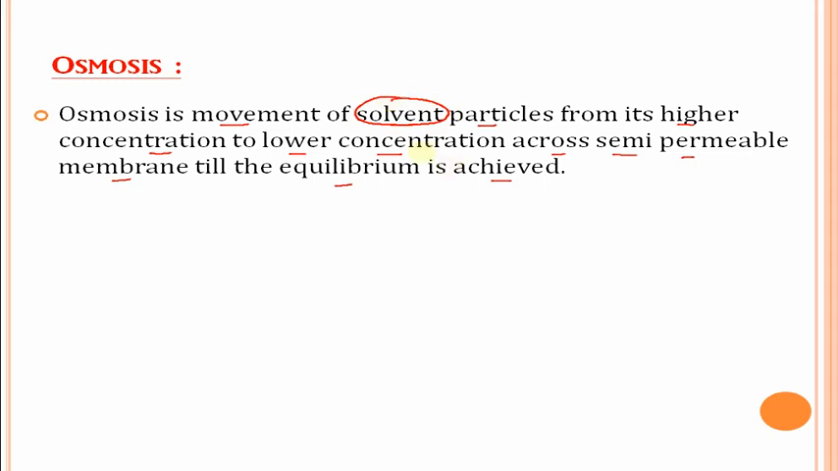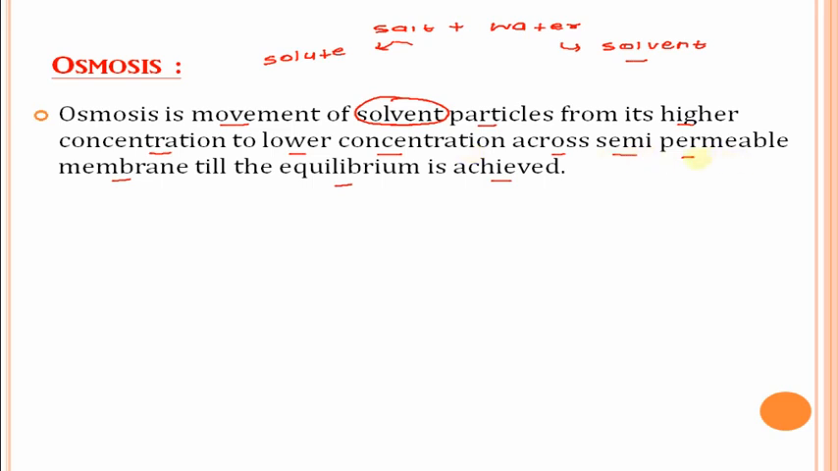Now, the solvent particles, that means if I take the example of that glass where I took the salt plus water, here my water will be my solvent and my salt will be my solute. So only solvent particles, that means only water, if I consider this example, will move from higher concentration to lower concentration across the semi-permeable membrane.